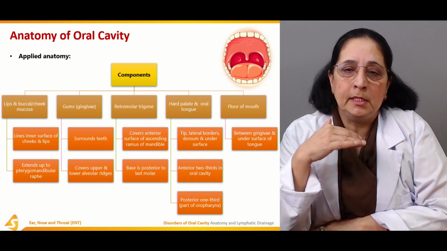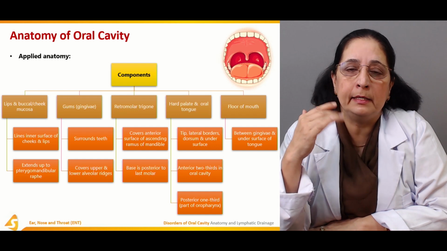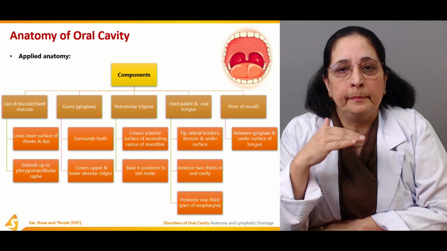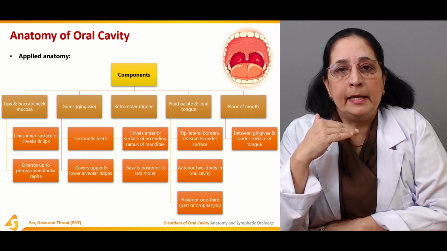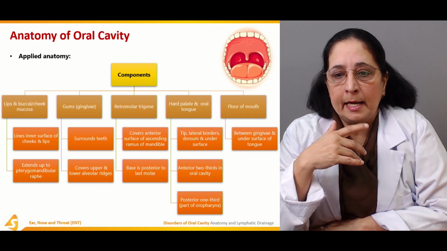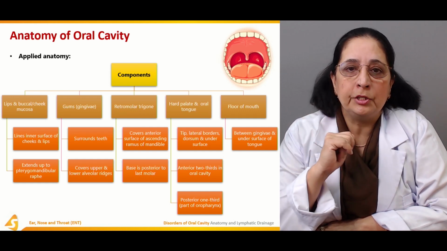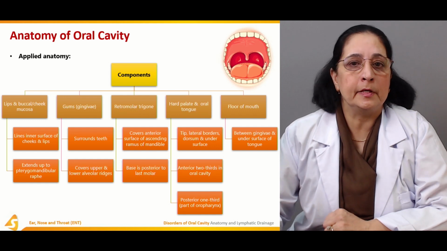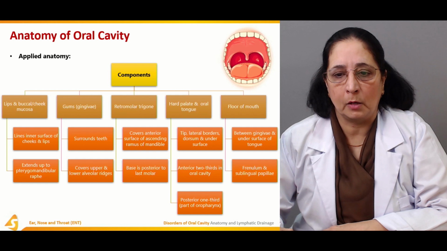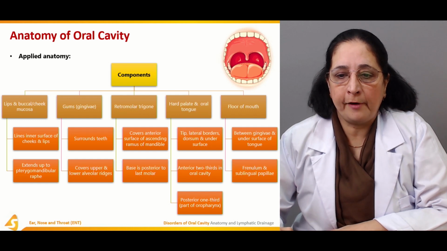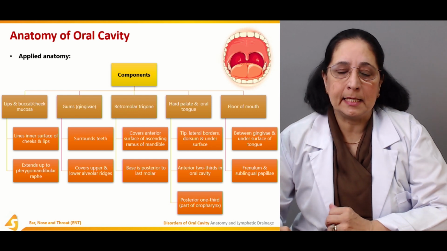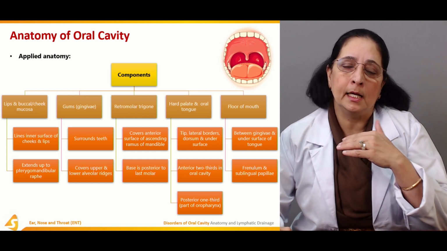So the floor of the mouth, if the tongue is elevated, is the lower portion under the tongue, and it is lined by the gums or gingiva and the under surface of the tongue. So that's the floor of the mouth. And there is the frenulum and some sublingual papillae. Sublingual is under the tongue.